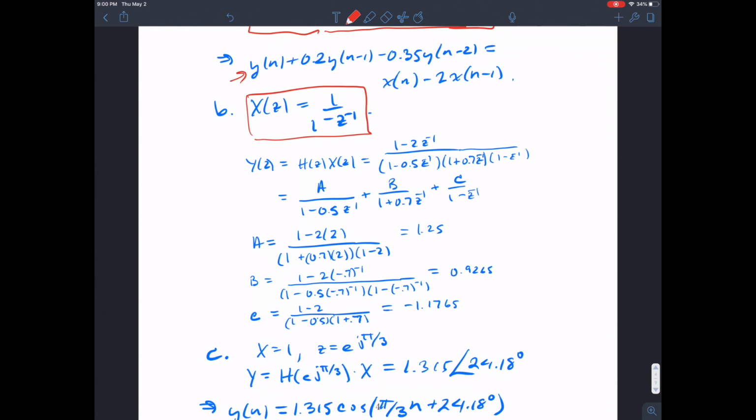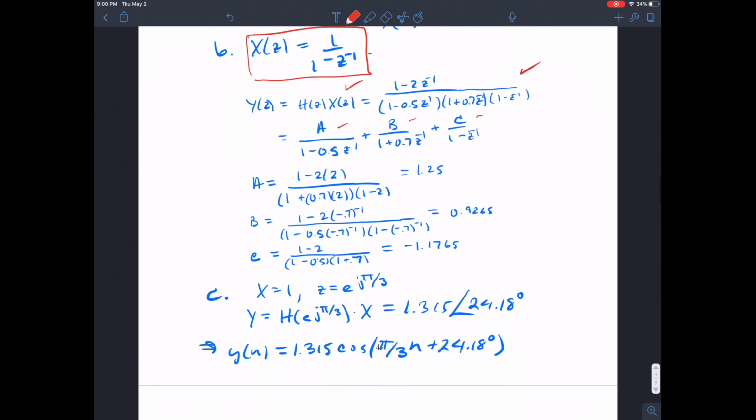Okay, so then using the convolution property, Y of z is H of z times X of z. That gives us this, which we then put into a partial fraction expansion. And from here, it's just using the cover-up method to find A, B, and C.